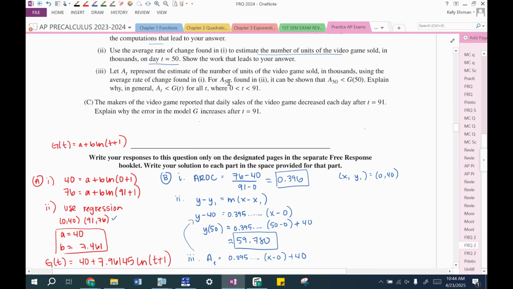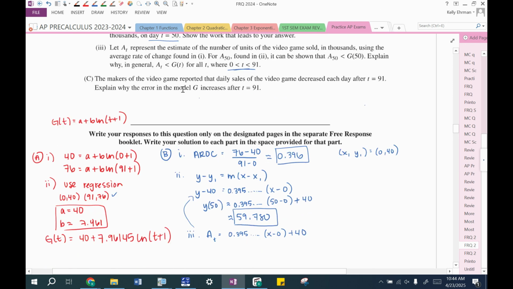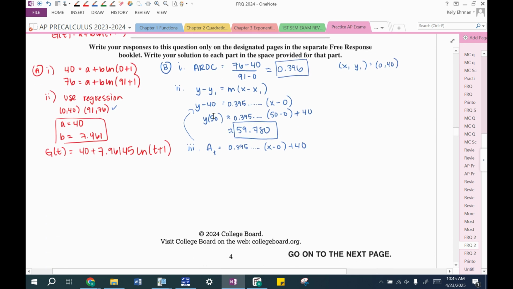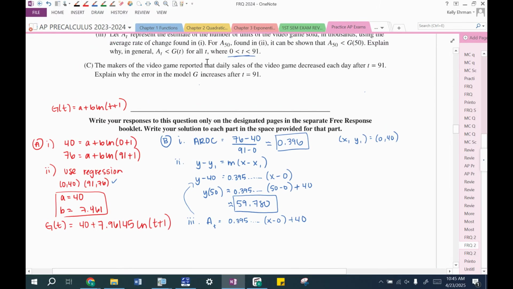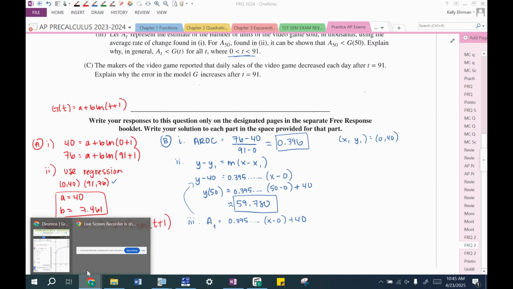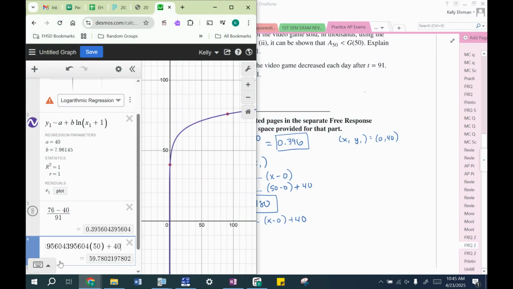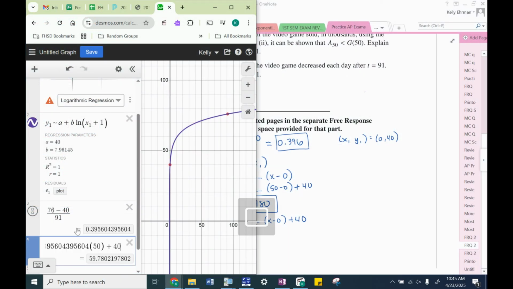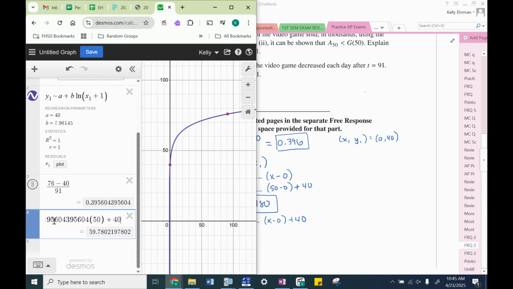For when we plugged in 50, this number is less than what our model would give us for 50. Explain why in general that for any value from 0 to 91, the linear approximation will always be less than g of t. So this is almost always answered just via graphing. So just graph the two things. Let's see. We already have g of t graphed. That's this curve. Let's go ahead and graph our line for a of t.